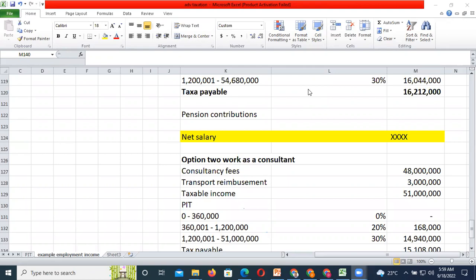Then what's the difference between that exemption and this one? This is a consultant. A consultant, you are not given transport. Okay, thank you. Understood.